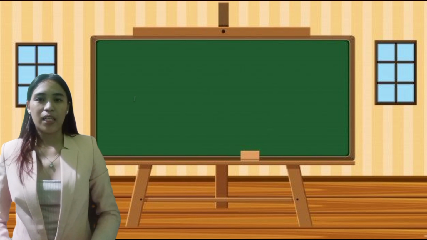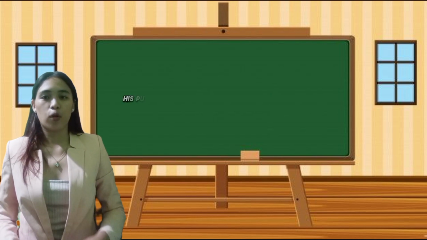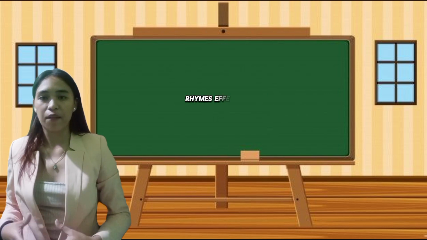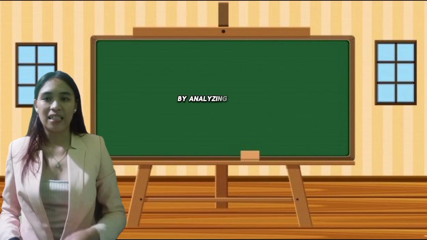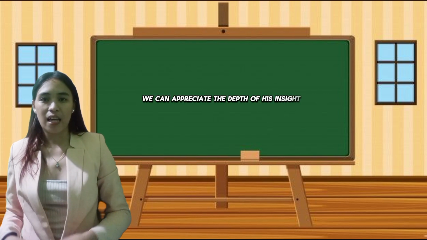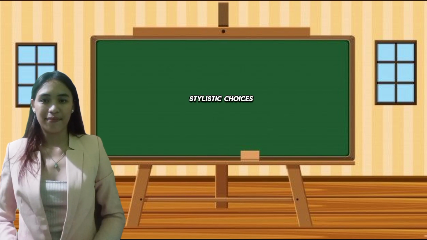For example, in Jose Garcia Villa's explanation of rhyming, his purpose is to educate readers on how to create rhymes effectively. By analyzing his intent, we can appreciate the depth of his insight and the reasoning behind his stylistic choices.